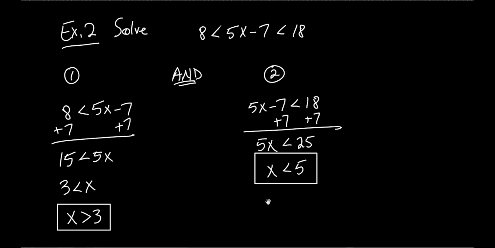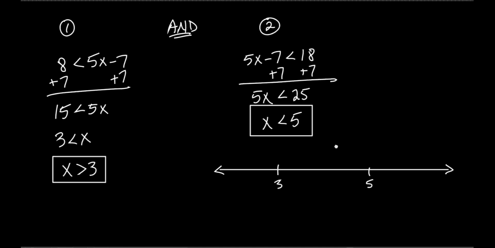So now we're ready to graph. Let me just do it right here. All right, so we've got a graph. And what numbers are we going to put in here? Well, we got a 3, so let's put a 3 right there. We got a 5. Let's put a 5 right there. Okay? Everybody with me?